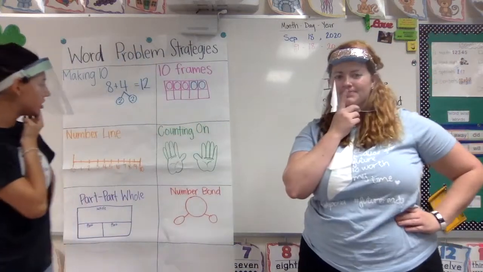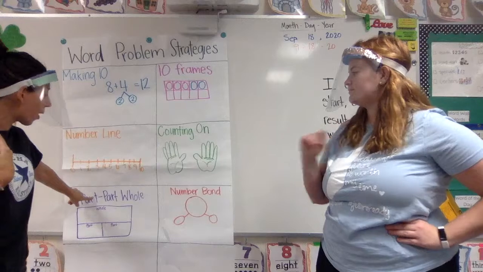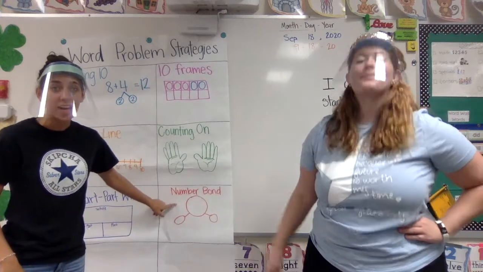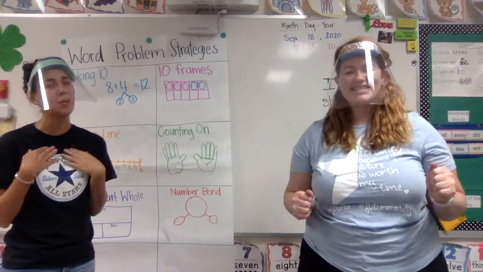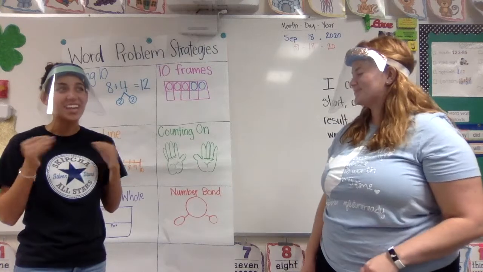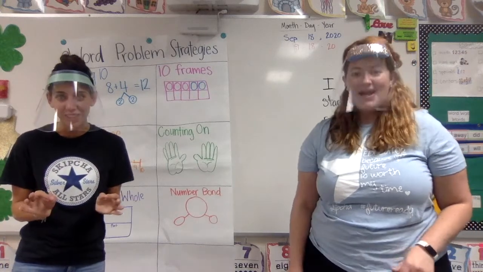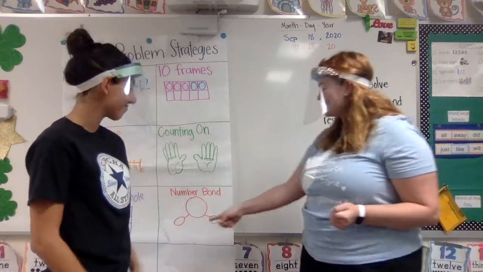Let's check our strategy sheet. So far we did part, whole, and number bond yesterday. We have one more strategy we're going to work on today. And personally, it's my favorite strategy. It's drawing pictures. Oh, I can't wait. Let's add it to our chart.